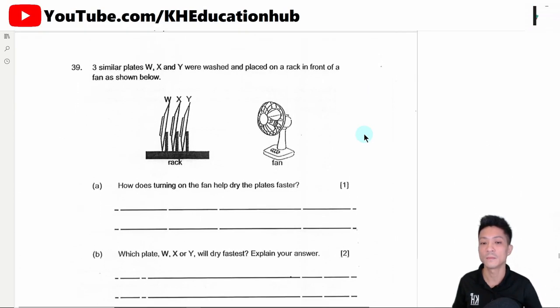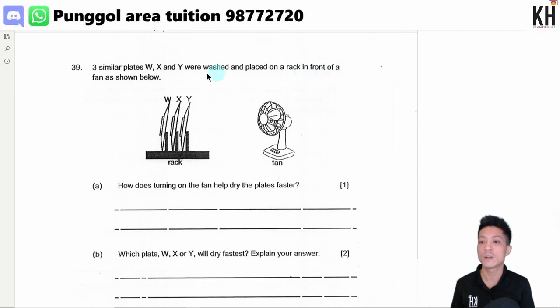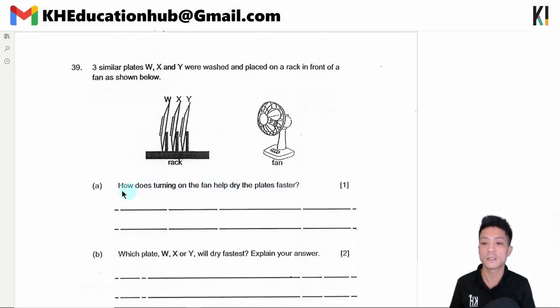Okay, question 39. Three similar plates W, X, and Y were washed and placed on a rack in front of a fan as shown below. Okay, so W, X, and Y. Okay, how does turning on the fan help dry the plates faster?